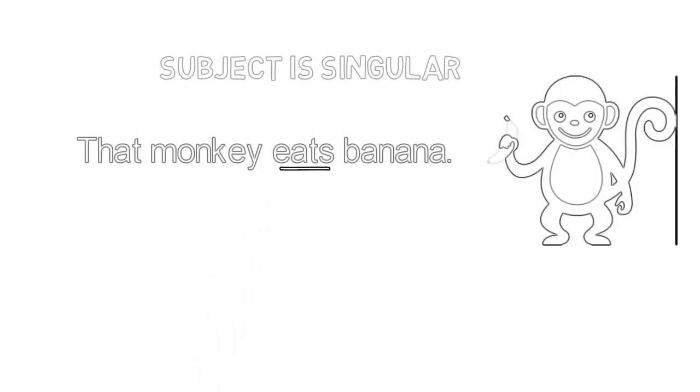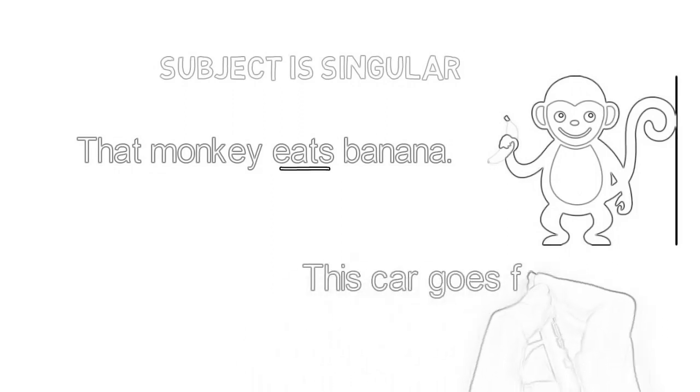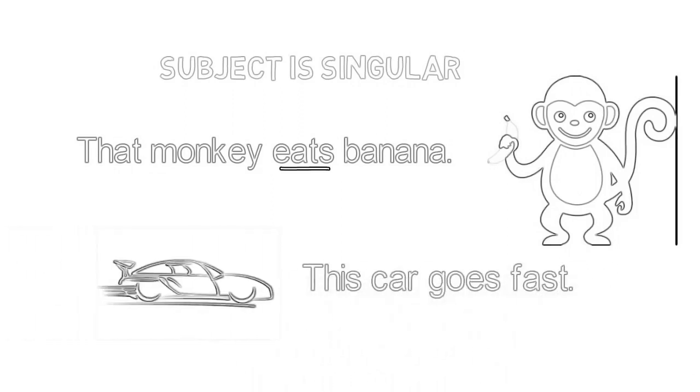Let's look into one more example. This car goes fast. Here, the subject is car, which is singular. Verb will also be singular. In this case, it is goes.